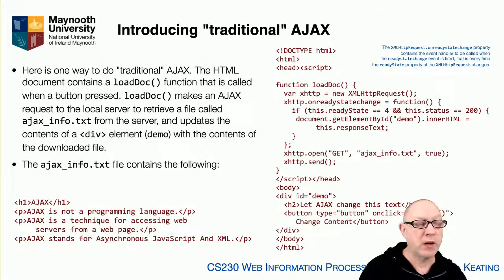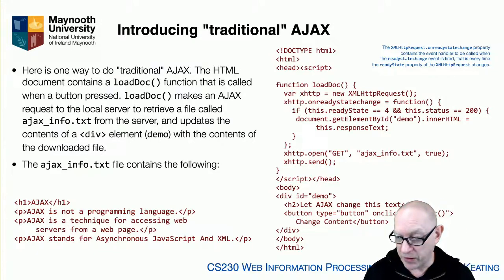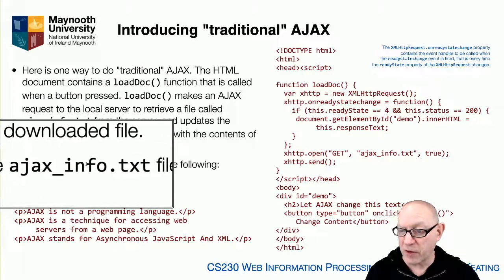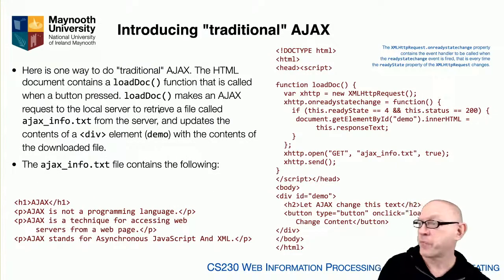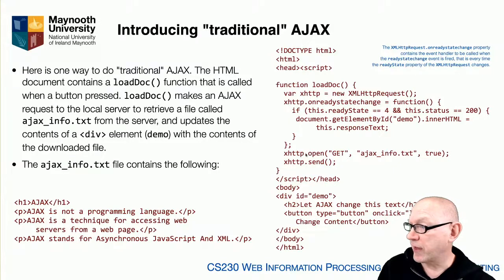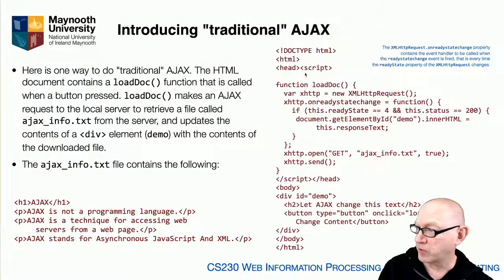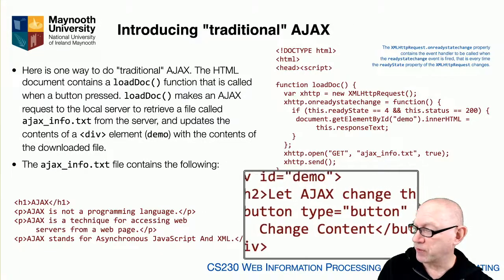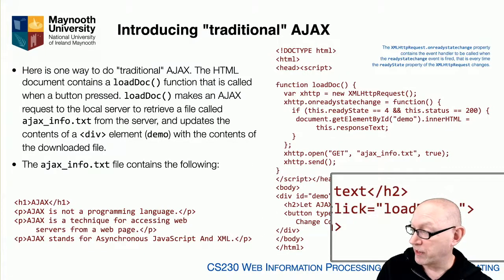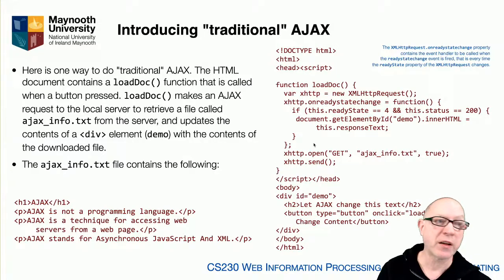So here's a way to do what I refer to as the traditional Ajax. If you look at the bottom left, I have some information stored in a file called ajaxinfo.txt. All it is is some information about Ajax. Now I have a piece of HTML code. Let's ignore the JavaScript for a second. Here's an HTML document, and here we have an ID called demo, and we're going to let Ajax change the text. When we click this button, we're going to load a document from the server and update the contents of this div element, overwrite it in fact, with what we receive back from that server.